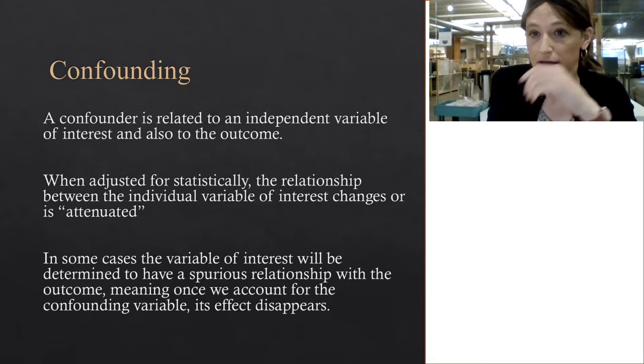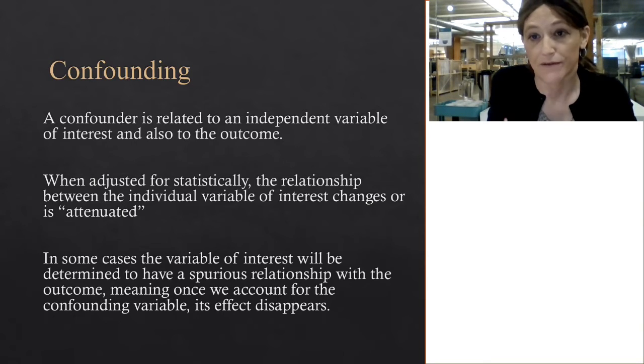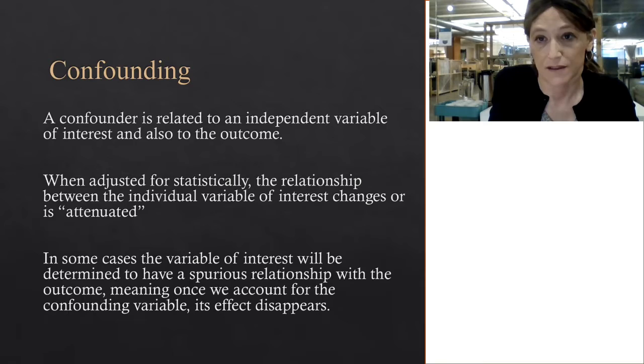Normally what we're doing is trying to get an adjusted estimate after taking into account factors like age and other things that are known to be related to the outcome of interest. Age is often a confounder of certain health risk states because, as we've talked before, age is associated with most health outcomes. In some cases, the variable of interest will be determined to have a spurious relationship with the outcome, meaning once we account for the confounding variable or multiple confounding variables, its effect disappears.